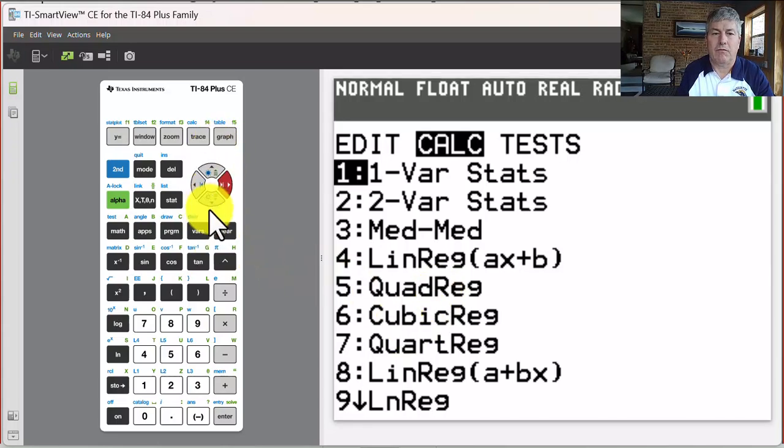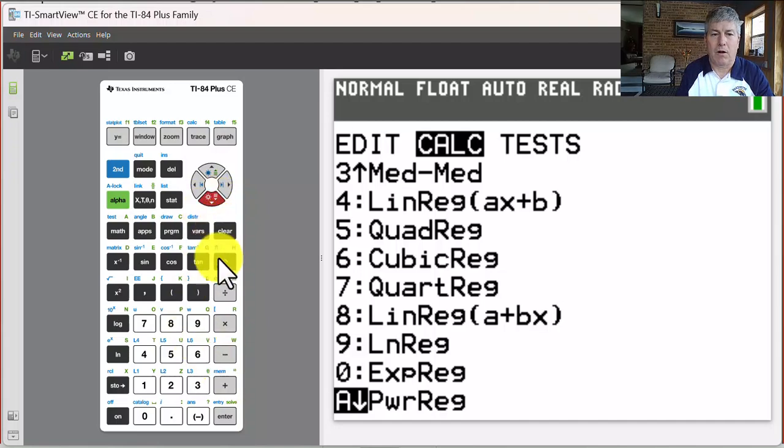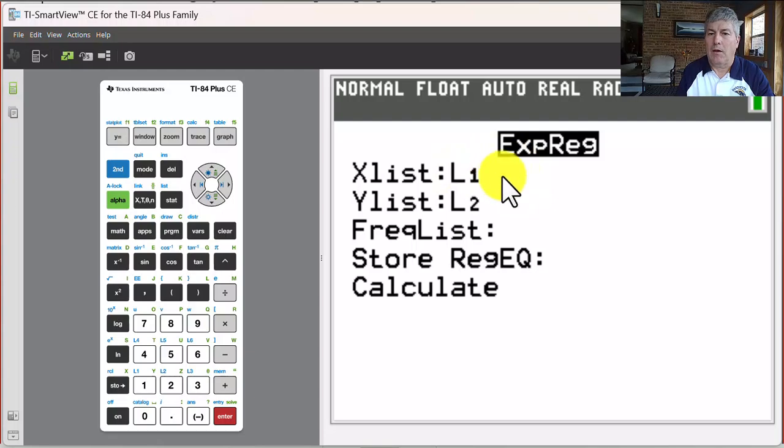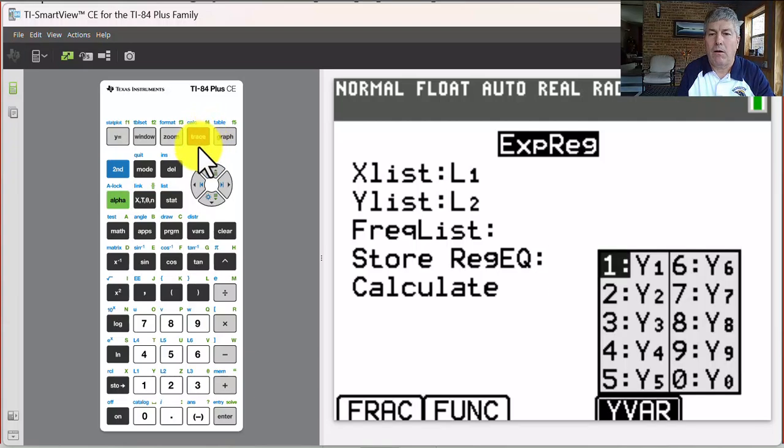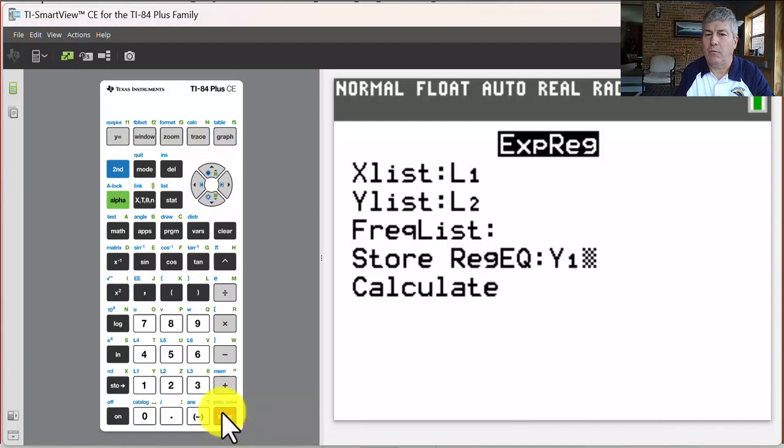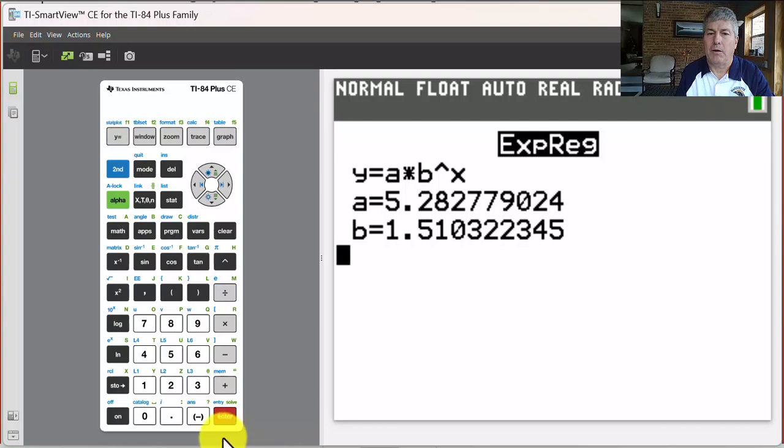Let's see if we can find our exponential regression here, and it's 0. And it's going to draw from list 1 and list 2. And I'm going to store my regression in y1 because I know that's an empty cell. So alpha f4, and I'll store in y1. I have another equation in y2, and I'll calculate my exponential regression.